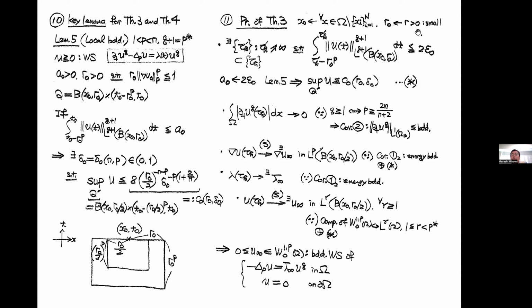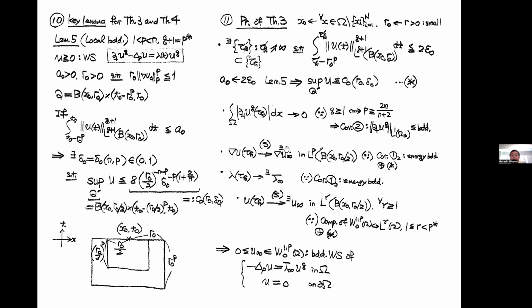R0 is a small number R, and outside the concentration points, this quantity, also a mistake, I take the integral mean, I have to take the integral mean on time, is smaller than or equal to 2 times epsilon naught. Then Lemma 5 yields such local boundedness.